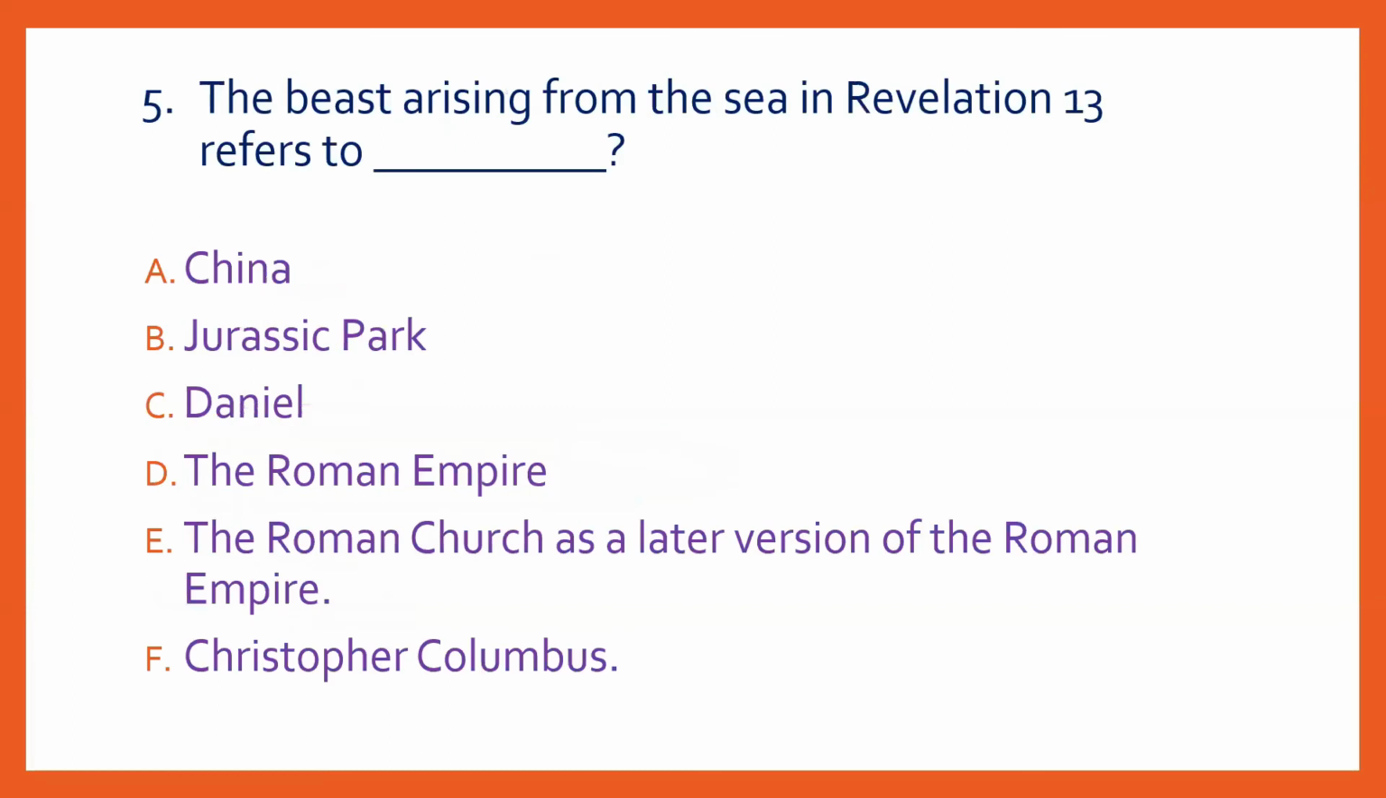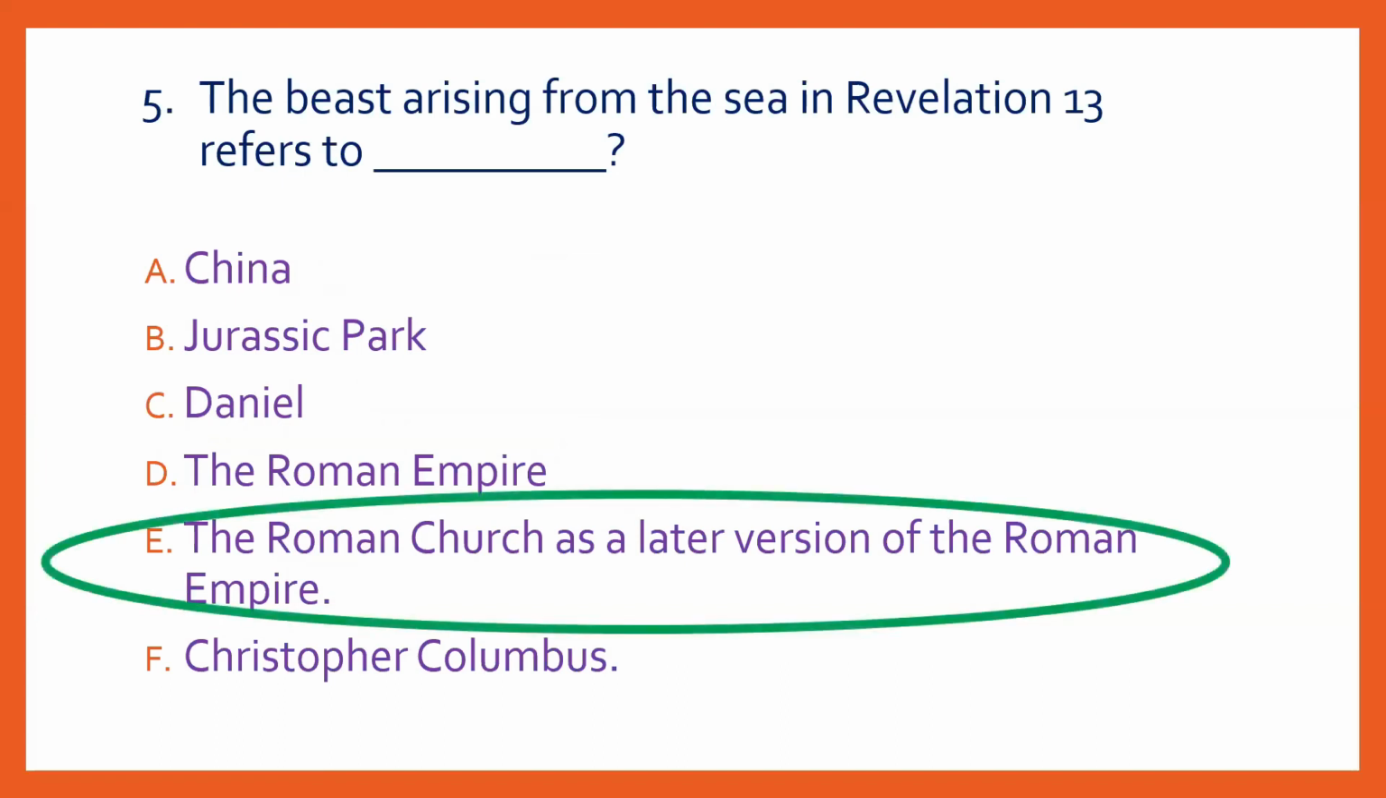So that's number 4. The beast rising from the sea in Revelation 13 refers to the Roman Church as a later version of the Roman Empire. All right, so this is religious political Rome coming up again. The Roman Empire in its proper form is dead since 476 AD, but the church is coming out of the sea, a place of plenty people, and becoming a powerful world empire all over again, right?